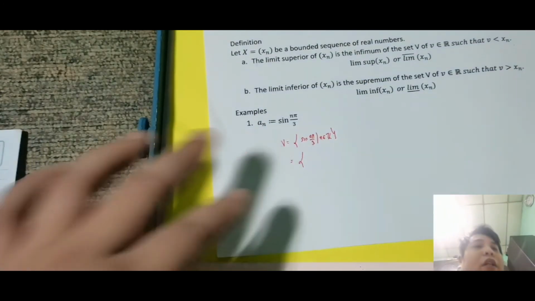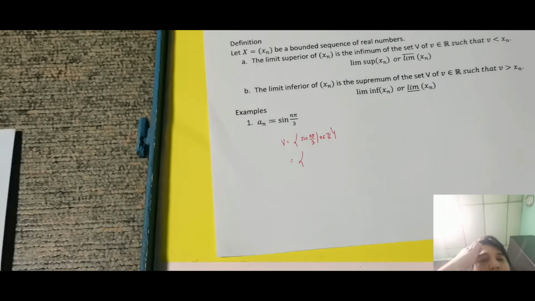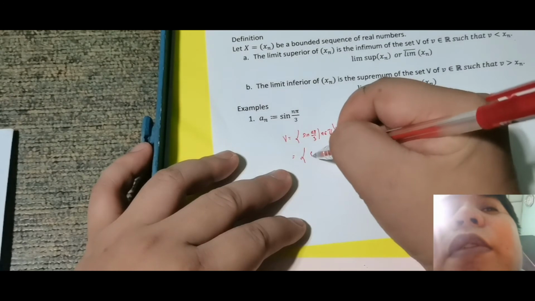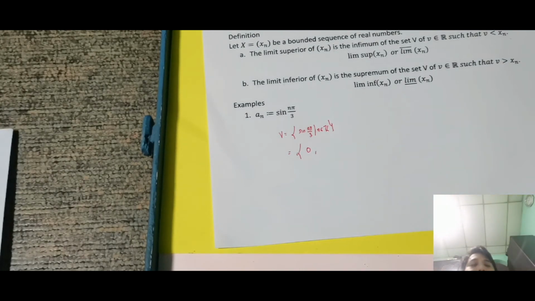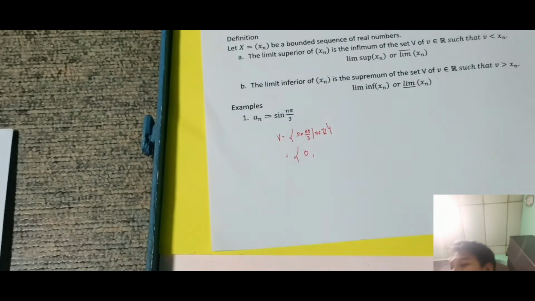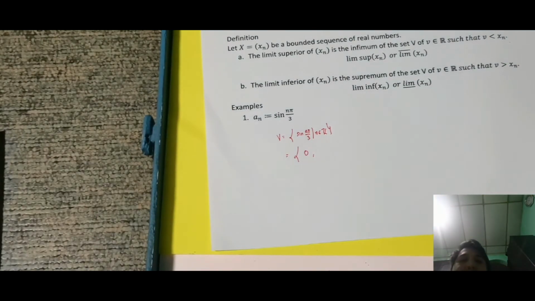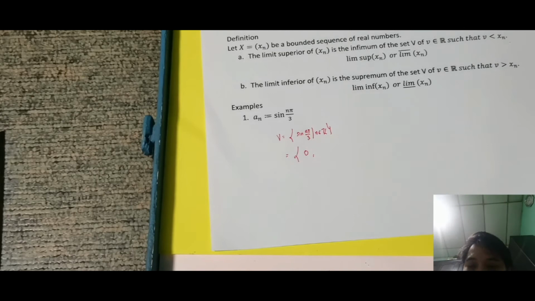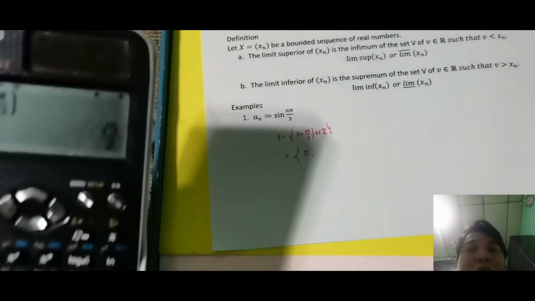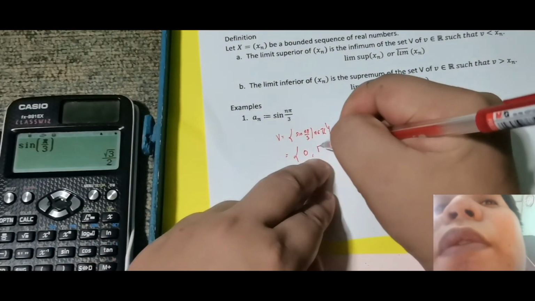The elements of this, for n equal to 1, is pi over 3. So sin of pi over 3, what is that? Let me check on the calculator. Let's use radians. So sin of pi over 3 is square root of 3 over 2.